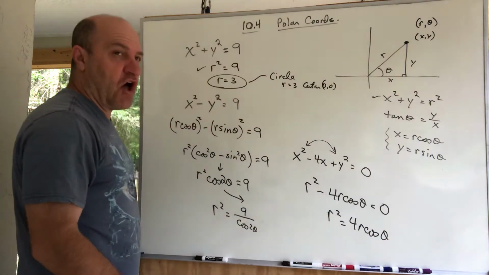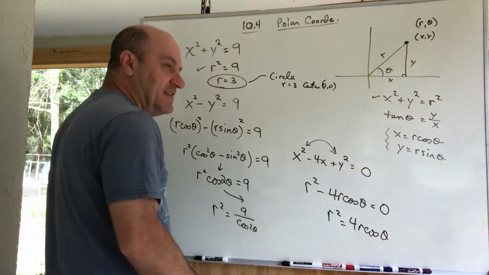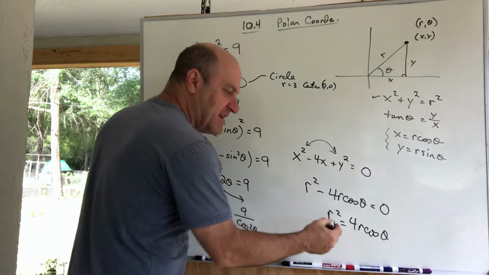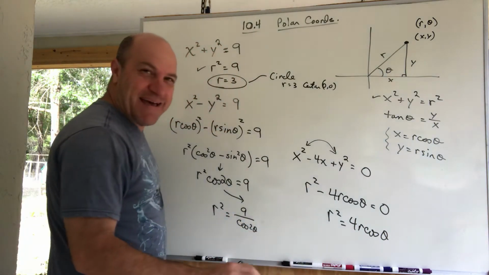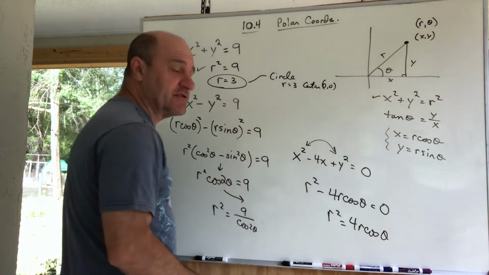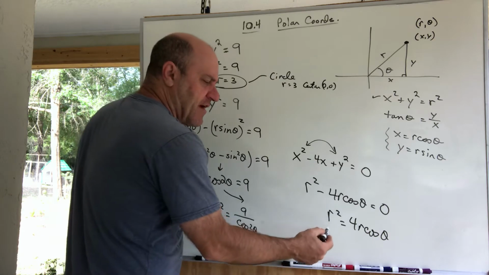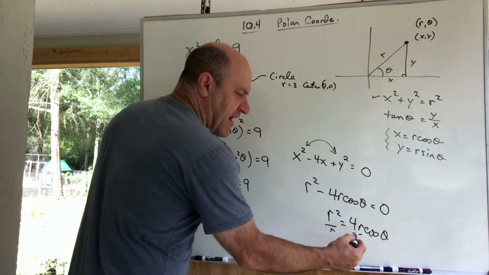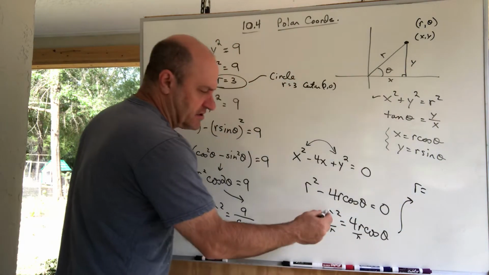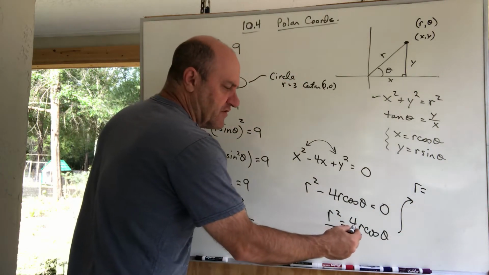I'm trying to solve for r, and it's dangerous to do this with variables, but we do this in polar coordinates. I can divide by r. Dividing by the variable is sort of dangerous in algebra. You tend to lose answers. But for the purpose of converting here, I can divide by r, and I just got myself this equation. r equals 4 cos theta.